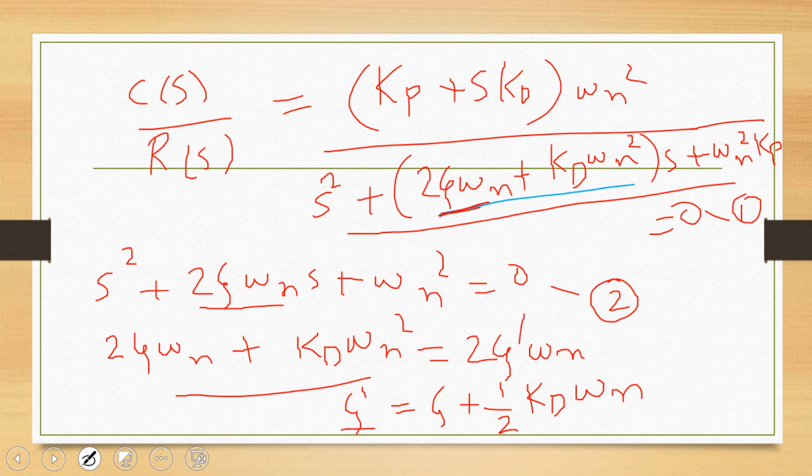That means the damping has increased. Damping is now not just zeta, but it is zeta plus half Kd into omega n. So if you use a proportional derivative controller, the effective damping will increase. This will make the system response slower with less overshoot but increased delay time. So if you use a PD controller, the time response will have less overshoot but delay time will be more, and it will not affect the steady state error of the system.